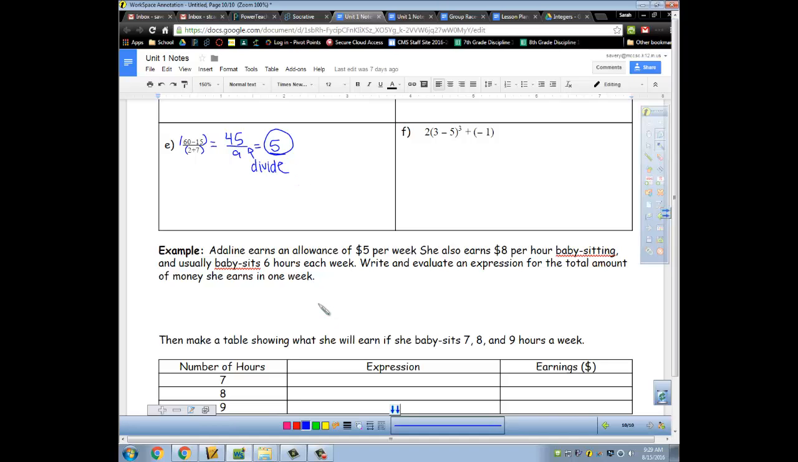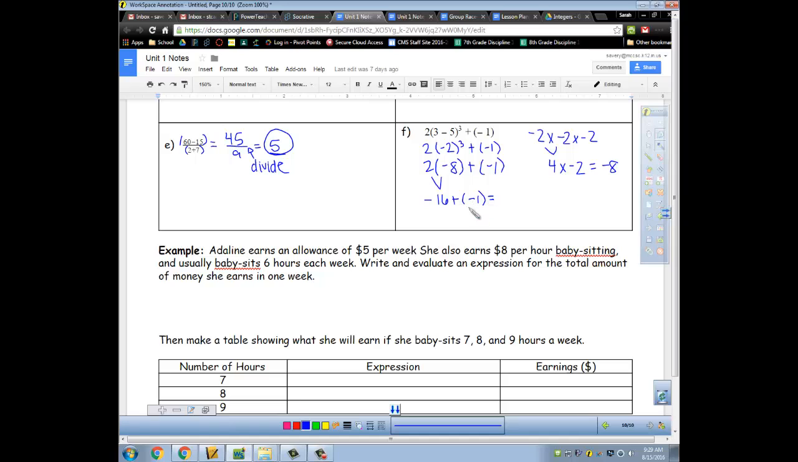Okay, part F, I see some parentheses. This one's going to give me some negatives. So 3 minus 5 is negative 2. And then I have exponents, so I need to think, what is negative 2 cubed? So that's negative 2 times negative 2 times negative 2. Negative 2 times negative 2 is a positive 4. And 4 times negative 2 is negative 8. So this negative 2 cubed becomes a negative 8. And then 2 times negative 8 is negative 16.